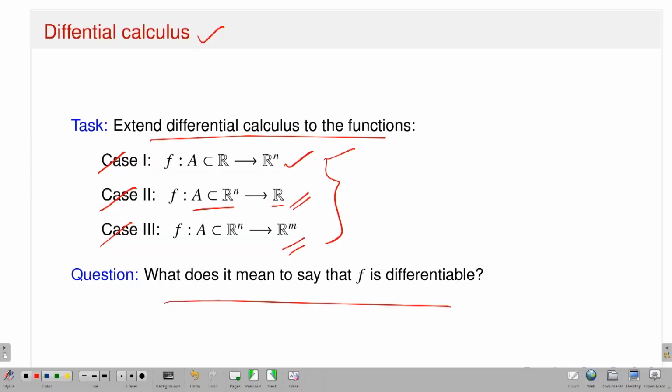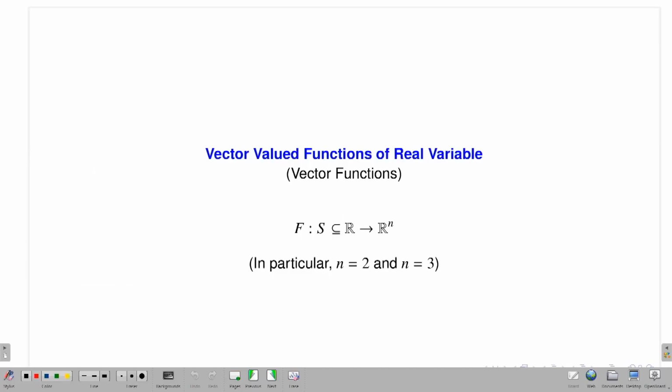What does it mean to say that f is differentiable when my function f is from Rn to Rm? Let's see, case by case. First let's talk about case 1. How do I have the notion of differentiability of vector valued functions of a real variable? Before that, let me give a couple of examples of vector valued functions of a real variable.